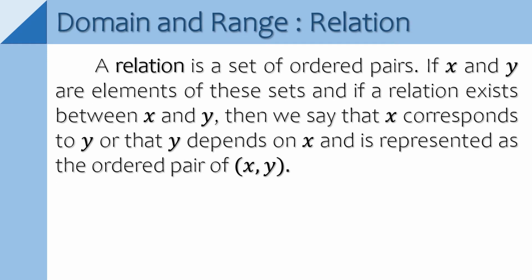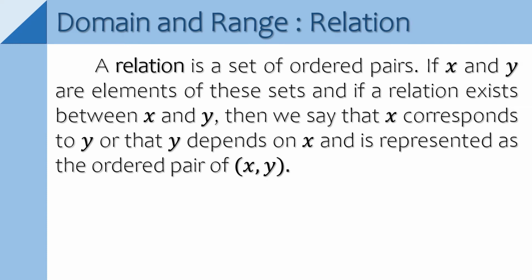A relation is a set of ordered pairs. If x and y are elements of these sets, and if a relation exists between x and y, then we say that x corresponds to y, or y depends on x. It is represented as the ordered pair (x, y).